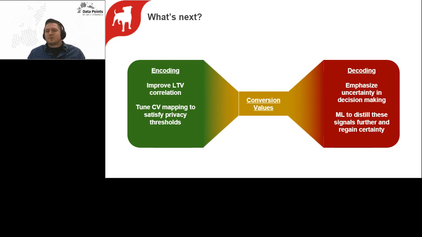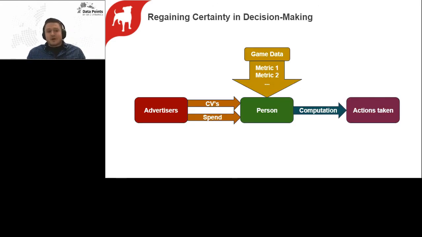To me, I think the more interesting pieces, though, are actually on the decoding side. As I mentioned, this uncertainty needs to be accounted for. We need to know when we don't actually know and when we do actually know, when we take prescribed actions. And so figuring out how to inject that into conventional decision-making on the performance marketing side is a really important thing. And I think that in order to do that, we're going to need to lean more on machine learning than we ever have to distill all of these signals coming in and try to regain some of the certainty that we've lost with the introduction of SKAdNetwork. This last point I really want to drill home.